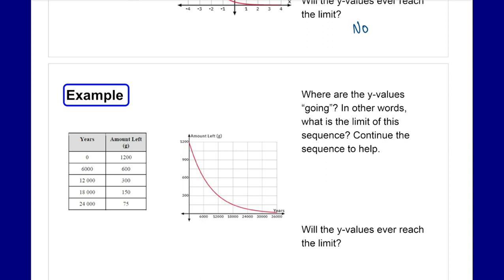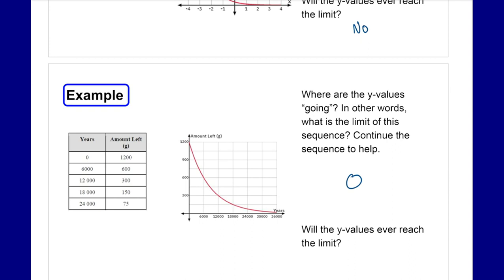If I keep on dividing by 2, 75 divided by 2 is 37.5, then 37.5 divided by 2 is 18.75, and so on. We keep on getting smaller and smaller by halves. So where is it headed? This is very similar to the pizza question, except obviously starting off at a much higher value. But we are headed towards 0. So again, the limit to the sequence is 0.